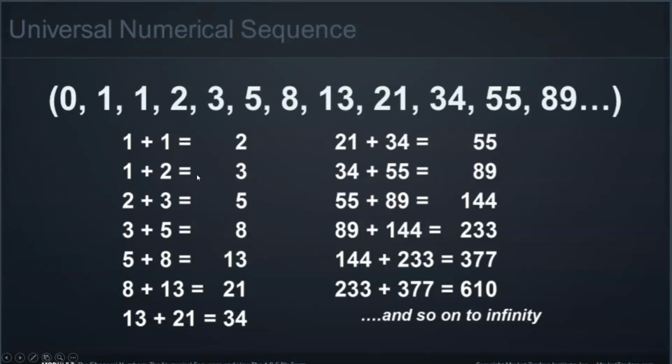These numbers may look like just normal A, B, C, D, or 1, 2, 3, but it's not. Look at the first number here, 0. The second number is 1. The third number is 1. It's not 2. So when he did this, he observed a relationship within these numbers.